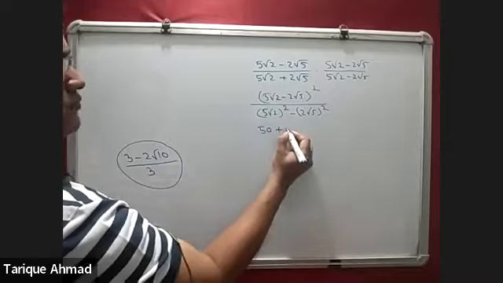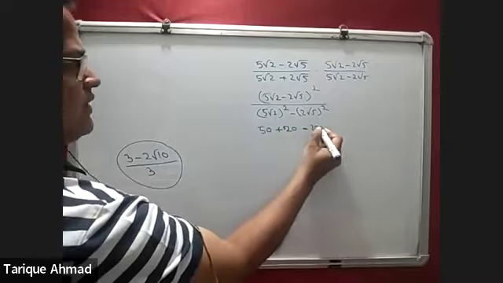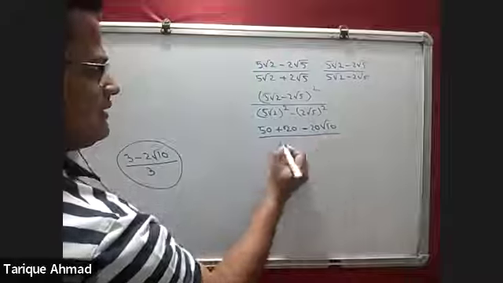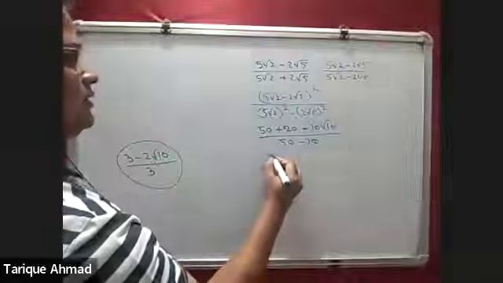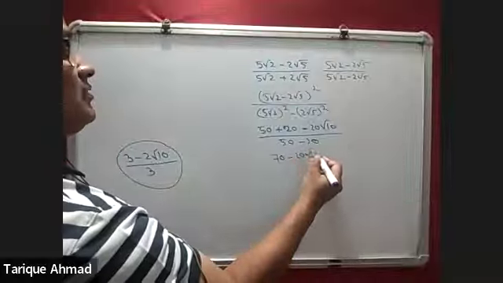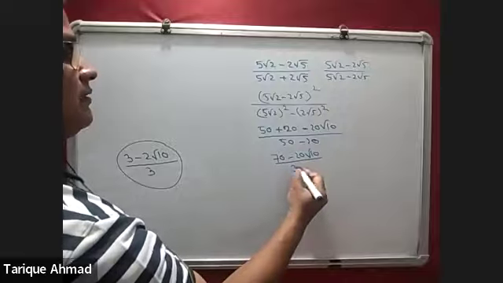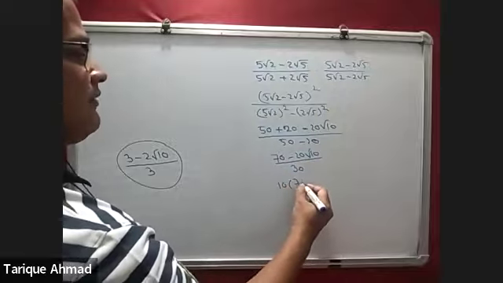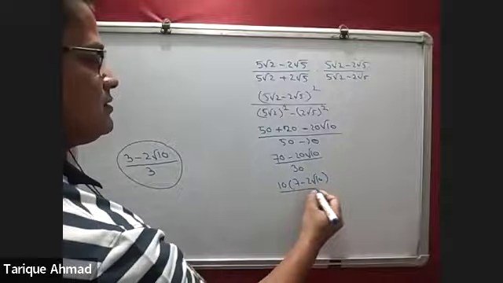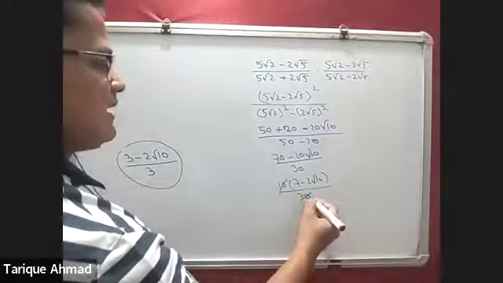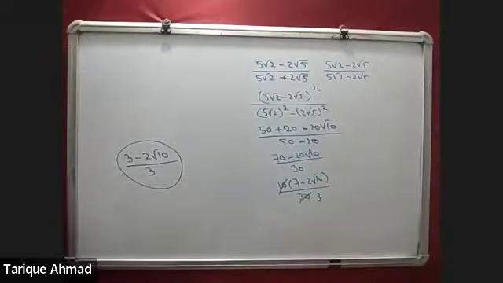50 plus 20 minus 20 root 10. And here 50 minus 20. So 70 minus 20 root 10 by 30. Taking 10 common, 7 minus 2 root 10 by 30. It cancels. So 7 minus 2 root 10 by 3. Right? Okay.